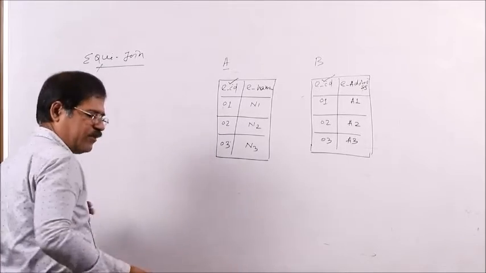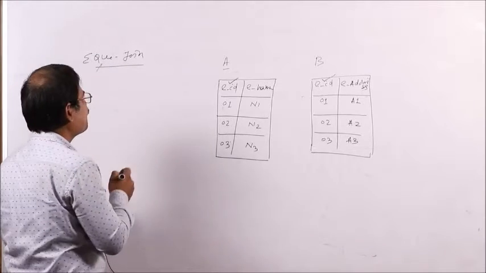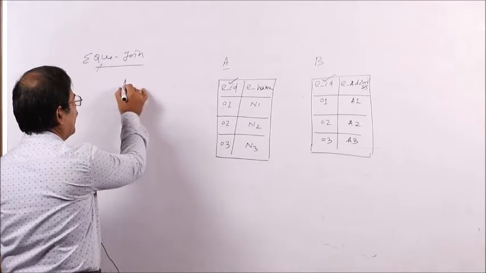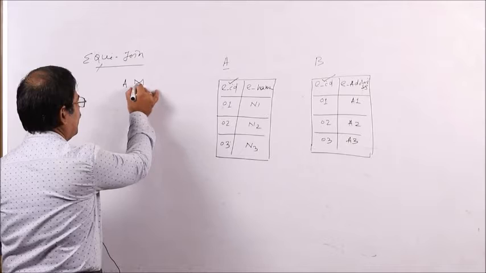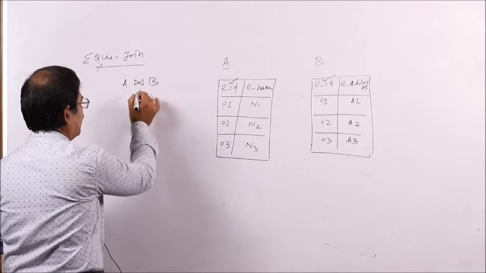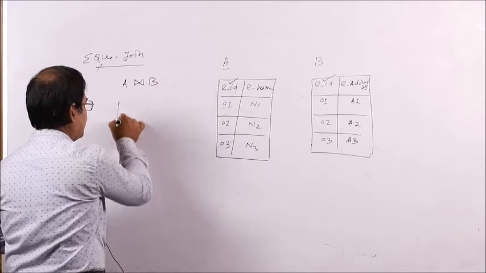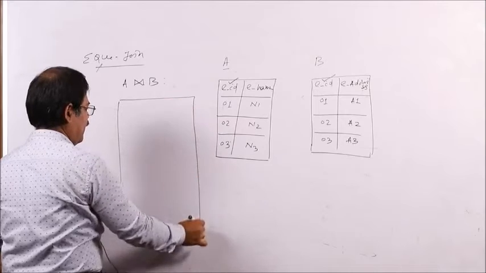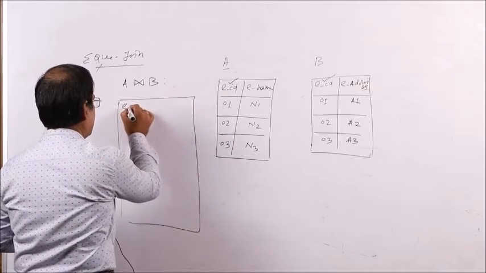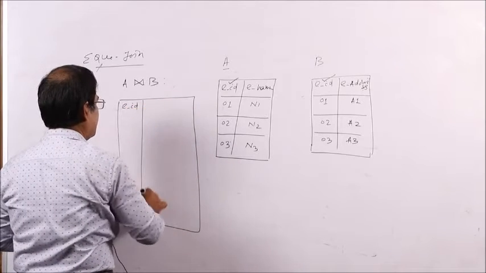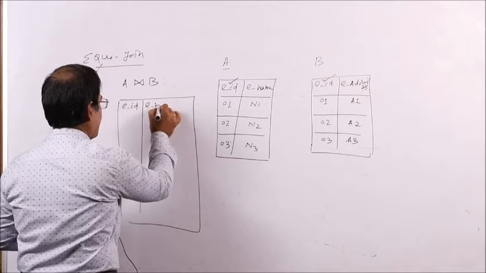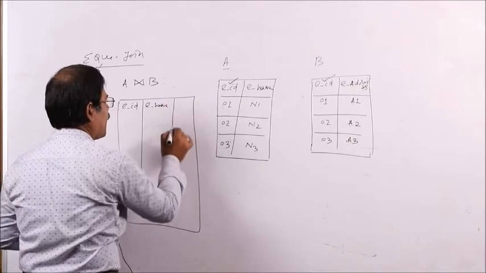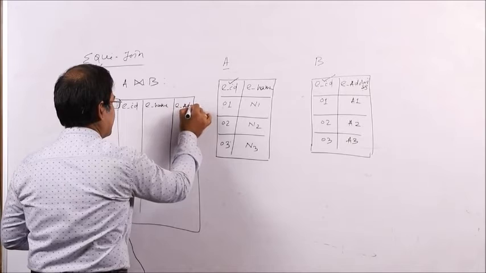So, when you join A with B, what is your result? If I join A, join B, this is the symbol of join. What is your result? So, the result will be EID, e-name, e-address.